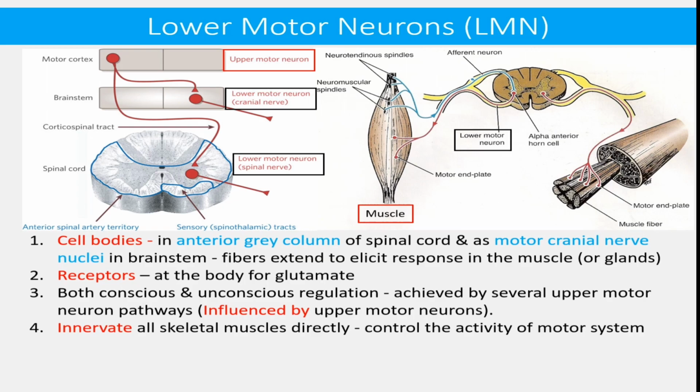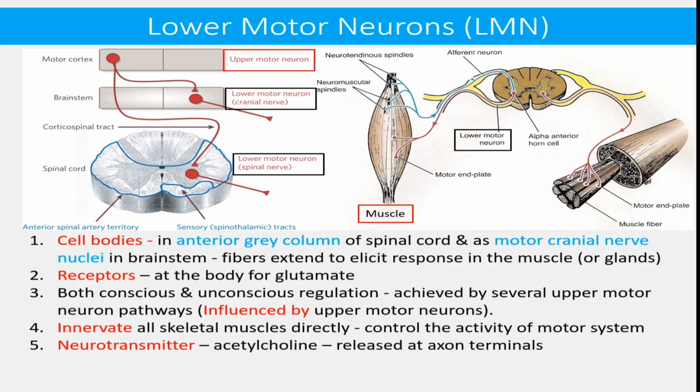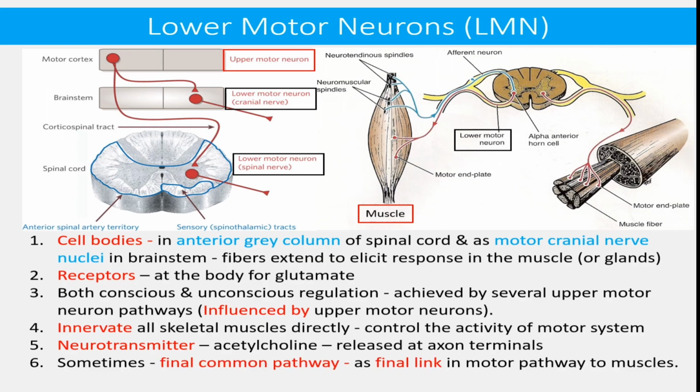They innervate all the skeletal muscle directly, hence they control the activity of the motor system. They secrete acetylcholine as neurotransmitter at their axon terminals. Sometimes they are named the final common pathway as they are the final link in the motor pathway to the muscles. According to their targets, these lower motor neurons are divided into three main or broad categories.